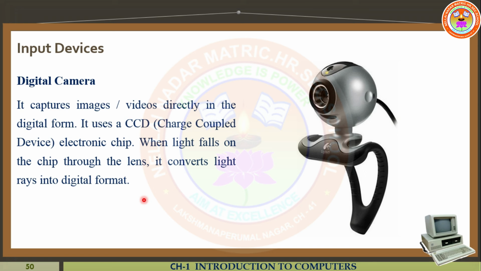When light falls on the chip through the lens, it automatically converts light rays into digital format. So that is how it captures the images or videos. This is the diagrammatic representation of a digital camera.